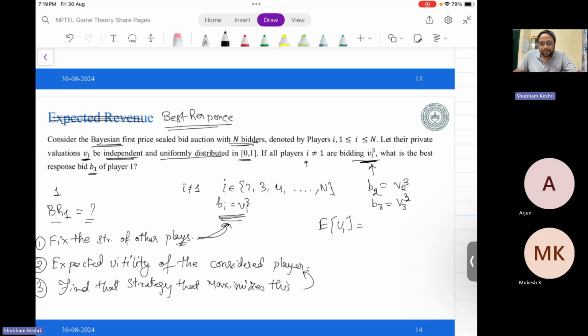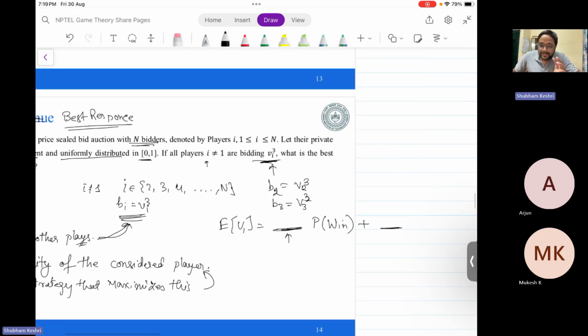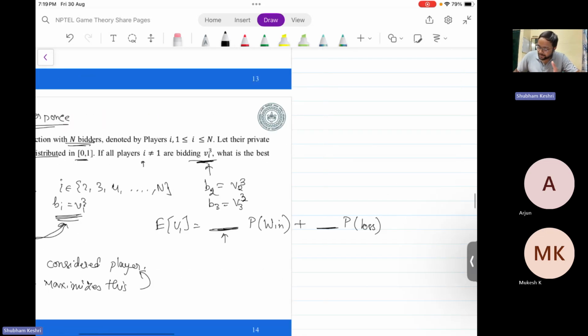The expected utility of player 1 will be the utility he is getting when he wins times the probability of winning, plus the utility he is getting when he loses times the probability of loss. So this is a first price auction. In a first price auction, the utility he will get when he wins will be V1 minus B1, and when he loses, it will be 0. So this term will just vanish. Is this all right? Yes. Okay, so we'll just forget about this.